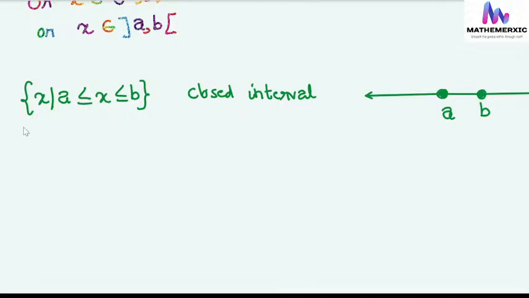This is a closed interval. It's a very, very important thing. And this can also be written as x belongs to closed interval A comma B. So A comma B closed interval means x is equal to A also, x is equal to B also, and x is less than B and greater than A.